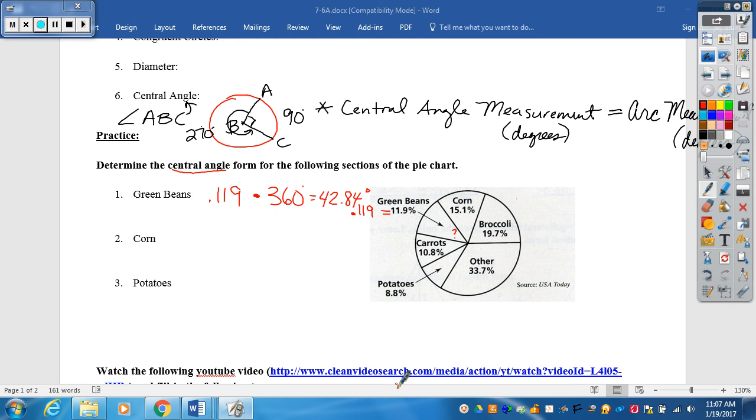Go ahead and take a moment and see if you can calculate out the corn central angle and the potato central angle. Go ahead and pause and see if you can do it. You can do it faster than I can talk you through it.